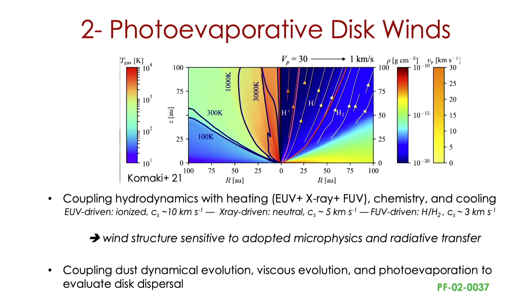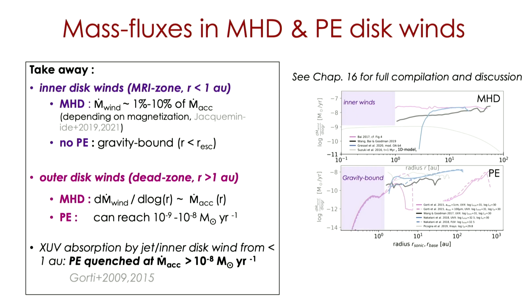There's a new work also coupling the dust dynamical evolution, viscous evolution, and photoevaporation to evaluate this dispersal. Coupling with dust is really important because you expect the dust to evolve, to settle, to grow, to drift, and this is affecting the heating. For example, the photoelectric heating is going to change. The radiative photon absorption is going to change, so you want to have a self-consistent evolutionary model. And that's also something that needs to be pursued.